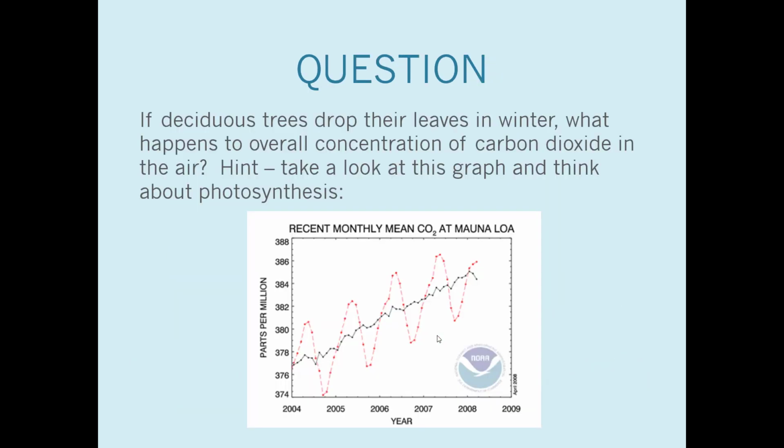If you're like, gosh, you're going so fast, how am I supposed to remember all this stuff? There are parts of your textbook that you can read as well to help get this all in your brain. If deciduous trees drop their leaves in winter, what happens to the overall concentration of carbon dioxide in the air? Well, photosynthesis is where you take in carbon dioxide to make oxygen, and if trees shut down for the winter, that means they're no longer producing oxygen. So this is going to become important when we talk about climate change.